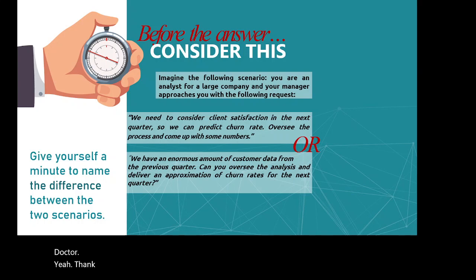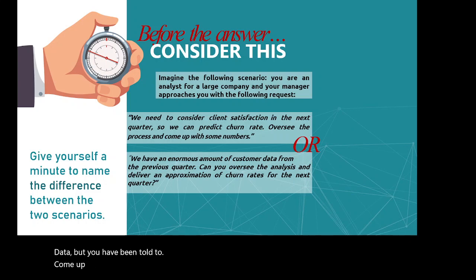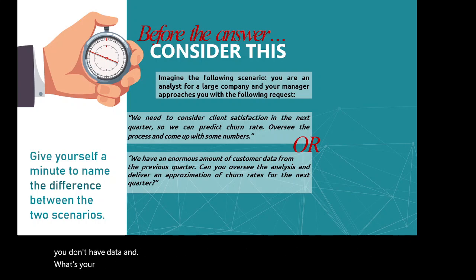Yeah, thank you so much, Caleb, also for that. It is very clear. The first scenario, we don't have existing data, but you have been told to come up with the client satisfaction in the next quarter so you can predict the churn rate and oversee the process to come up with those numbers. So it is clear that you don't have numbers, you don't have data, and what your manager wants is for you to come up with a solution on how you are going to tackle it. When we are looking at the second scenario, this data already exists in the company. You are only required to oversee the analysis and deliver an approximation of the churn rate for the next quarter.